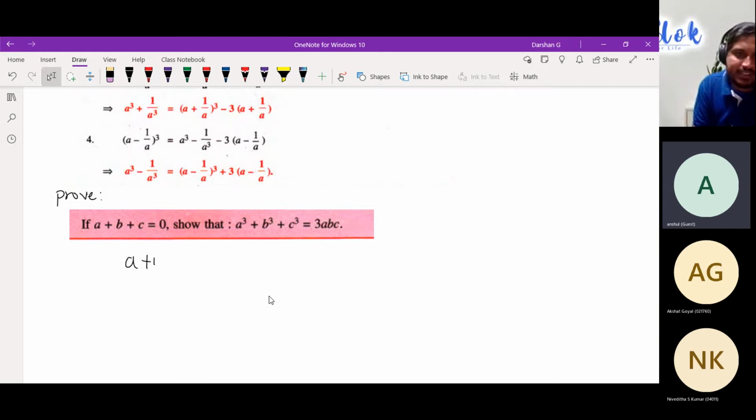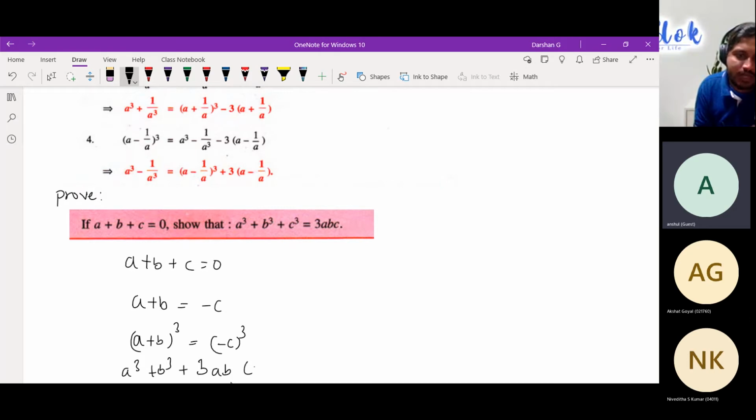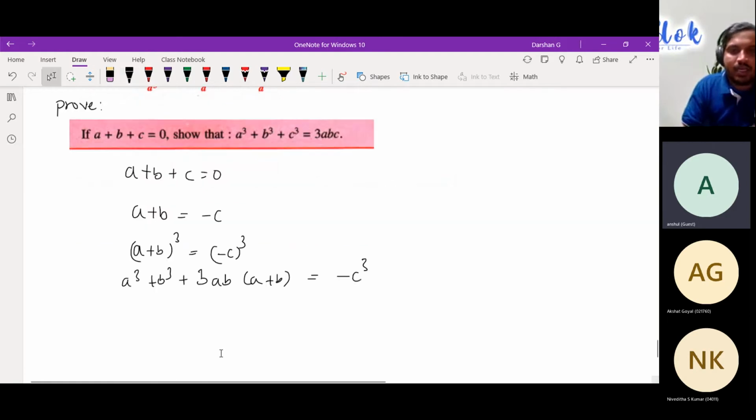So we know a + b + c equals 0. Take c to the other side, so a + b equals −c. Then cube both sides: (a + b)³ equals (−c)³. So it will be a³ + b³ + 3ab(a + b) equals −c³.